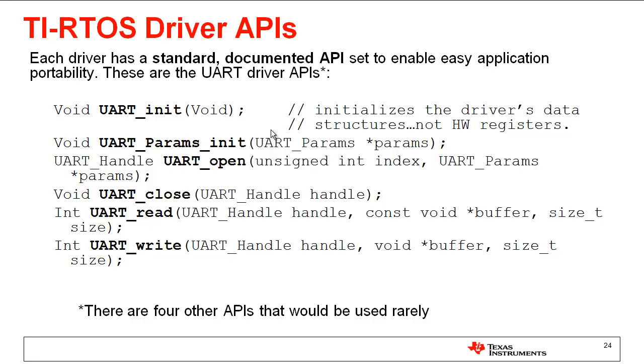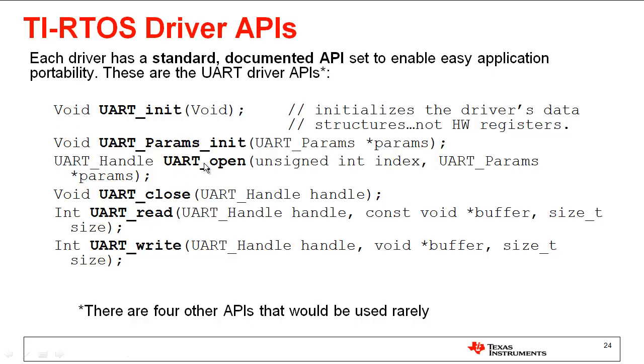Then we have the TI-RTOS driver APIs, which are a very standard, documented API set. Here I have the UART APIs, and you can see there are 6 of them. UART init initializes the driver's data structures to the OS. It's not doing any hardware initialization; I'll explain that later. We have UART params init, where you would set things like the number of stop bits and the number of parity bits that the UART needs.